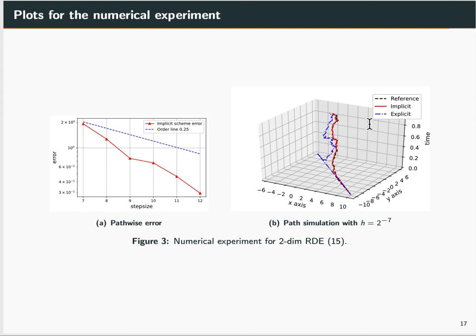The second plot just shows you the trajectory from both the implicit and explicit schemes. You can see clearly the explicit scheme has worse performance for simulating the true solution path, though it is not dramatically deviating from the true path, as we showed in the Steve problem before.